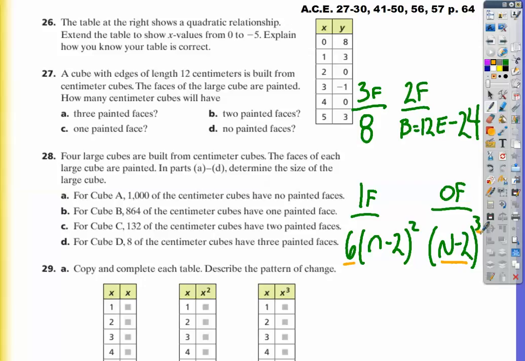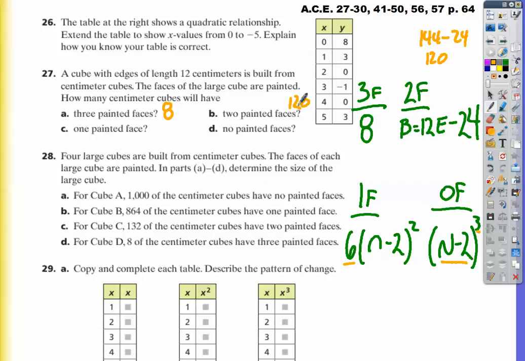we have a 12 centimeter edge length, so we have to plug in 12 to our equations. For 3 faces, it's just going to be 8, the 8 corners. For 2 faces, we have an edge length of 12, so we have 12 times 12, which is 144, minus 24, so it's 120.